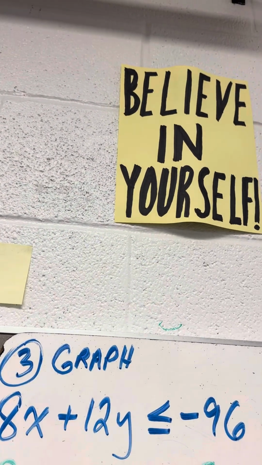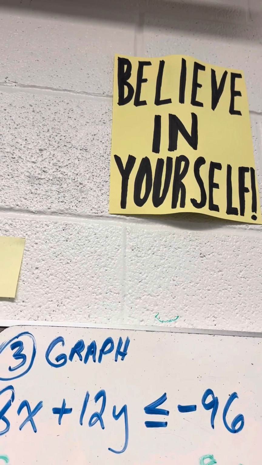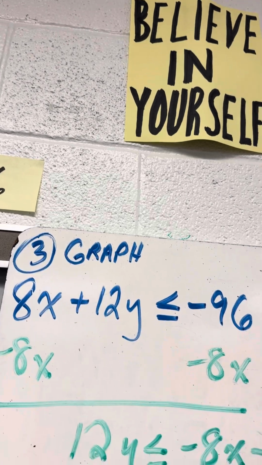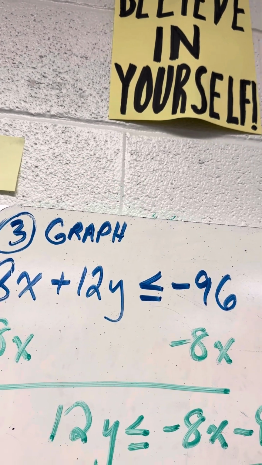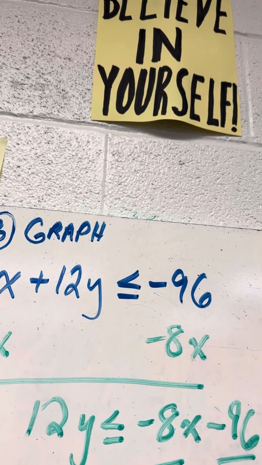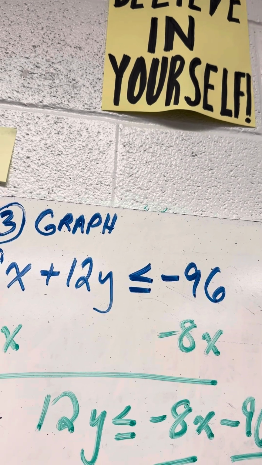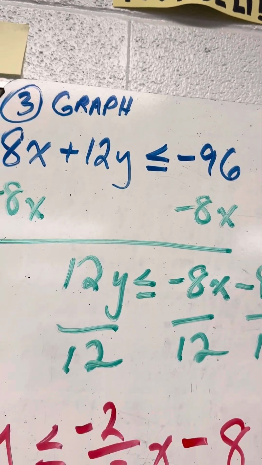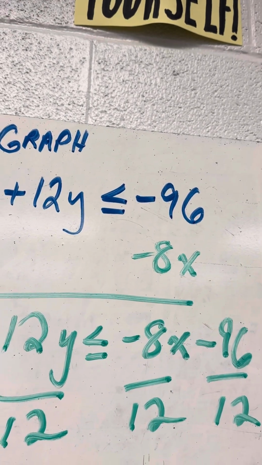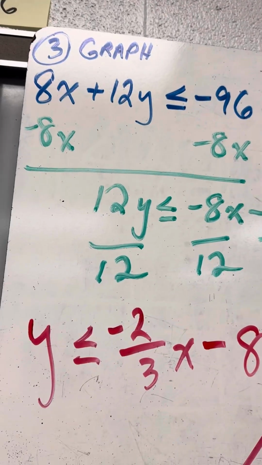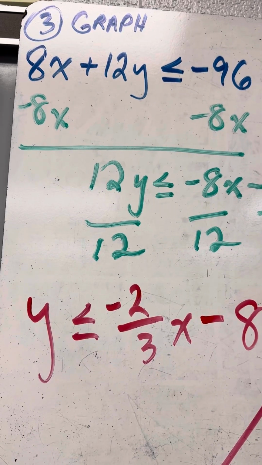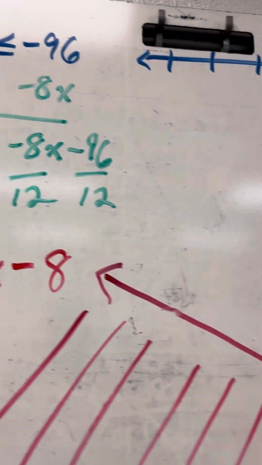8x plus 12y less than or equal to negative 96. Minus 8x from both sides. You get 12y is less than or equal to negative 8x minus 96. Divide by 12. 8 over 12 reduces to 2 over 3. You get y is less than or equal to negative 2/3 x minus 8. The intercept is negative 8.